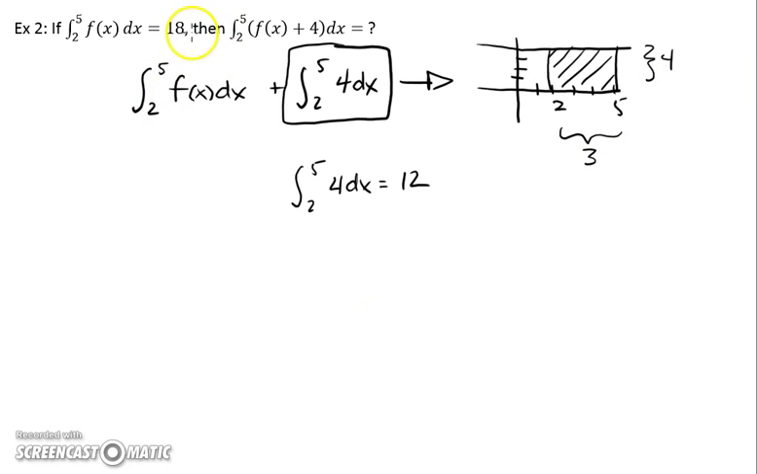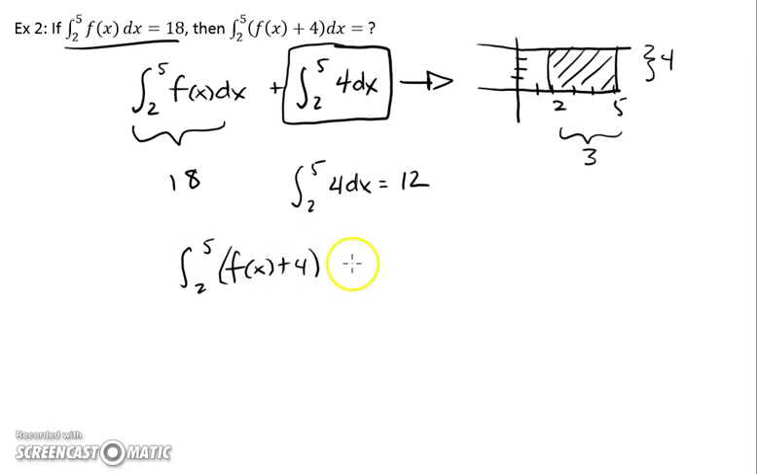They also already told us that this piece here is 18. So we now know that the integral from 2 to 5 of f of x plus 4 with respect to x is equal to 18 plus 12. So the area is going to be 30. So that's how we're going to use these rules. We're going to break them up into something that we can find, even though we don't know our integral rules yet. And generally, they're going to tell us something about f of x.